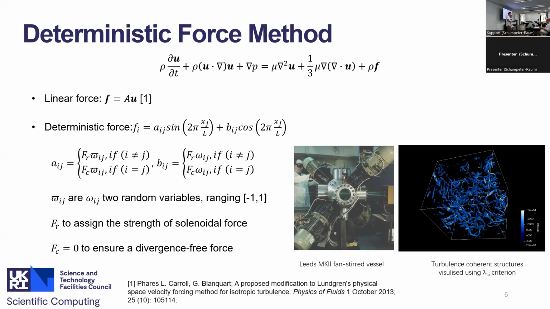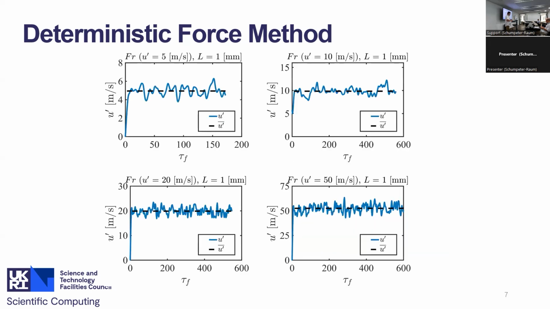Fc is equal to 0. So we do a simulation. This is a simulation of isotropic turbulence without any reaction, and we soon see the velocity fluctuations reach a statistically steady state, very rapidly. So we are happy with this body force. The force can ensure the flow becomes turbulent within a very small computational time.